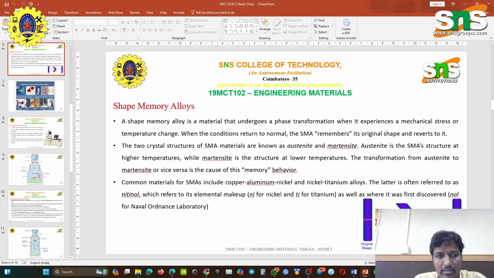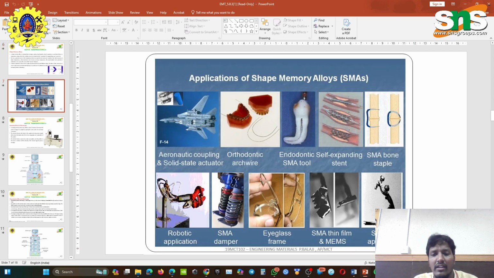And today we are going to discuss scanning electron microscope. Before that, we have already discussed shape memory alloy: what is shape memory alloy, what kind of materials are used, the high temperature phase and low temperature phase like martensite and austenite, how it can return to the original position, what the heat sources and cooling are, and where it can be used, like medical applications and mechanical applications.